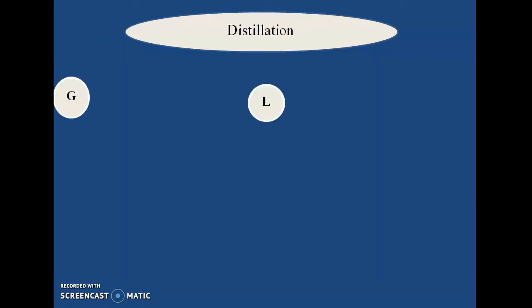Let's consider distillation. It belongs to gas liquid separation as we have seen earlier. Here the mass transfer takes place in both the phases, that means gas to liquid and liquid to gas. The component which is transferring from gas to liquid is the less volatile component, and the component which is transferred from liquid to gas is called the more volatile component. Let's see what is meant by more volatile component and less volatile component.